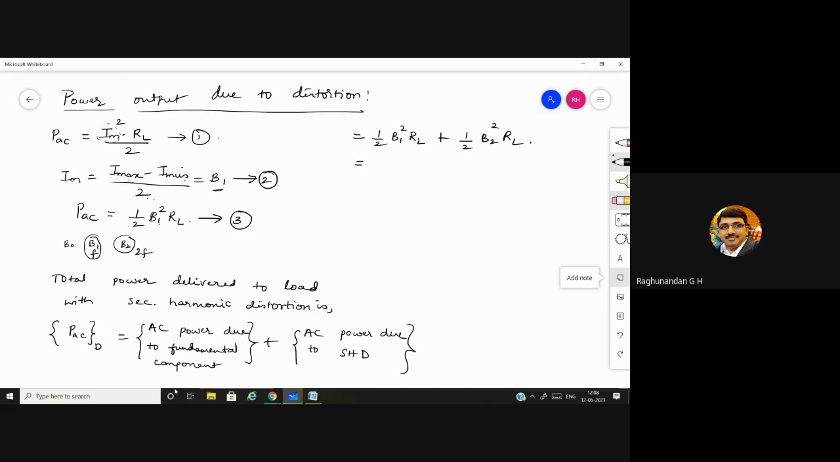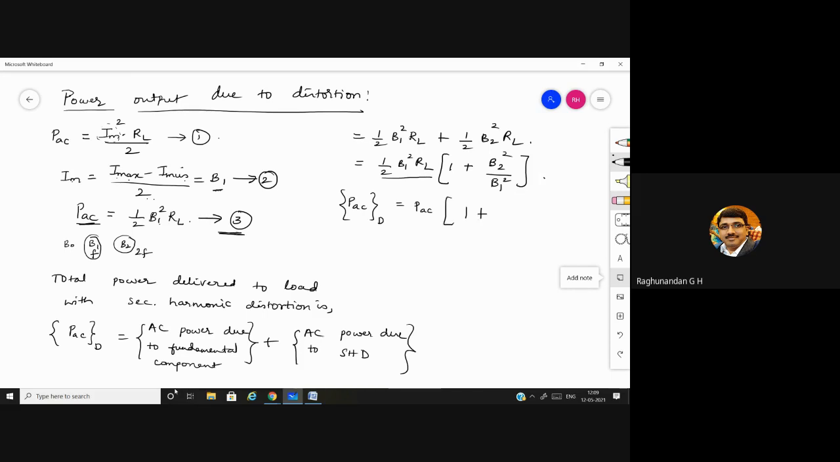Now take out half B1 square RL outside as the common term. It becomes 1 plus B2 square by B1 square. So PAC D is, since half B1 square RL according to equation number 3 is PAC, PAC times 1 plus B2 square by B1 square.